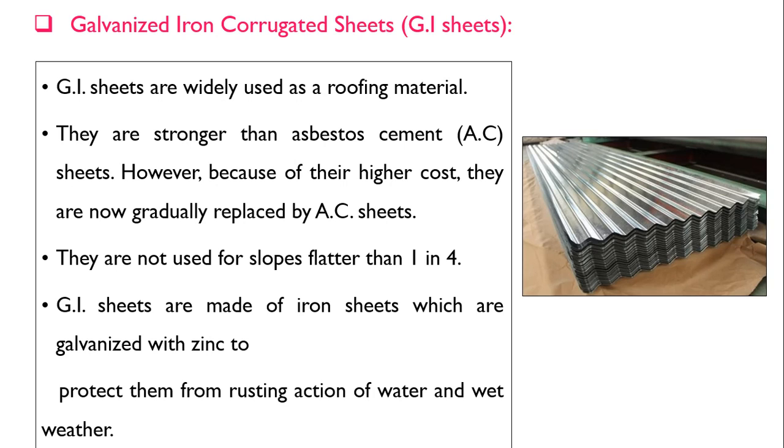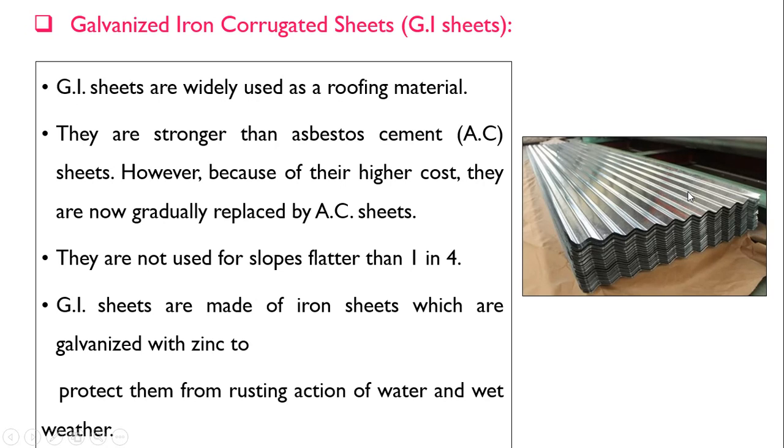So coming first to galvanized iron corrugated sheets, well known as GI sheets in the market. Here you can see the galvanized iron sheet. This is called corrugated. You will find this type of corrugation, ups and downs, and so the sheet is called a galvanized corrugated sheet.